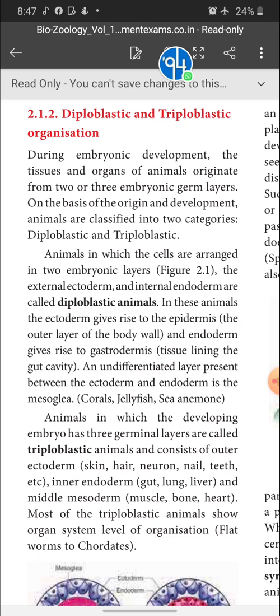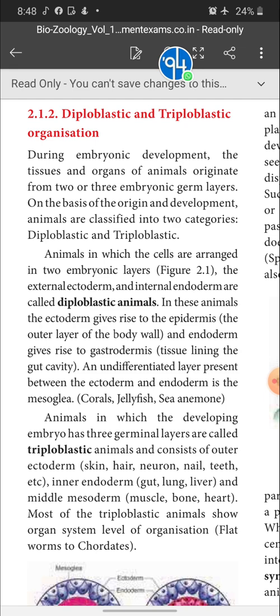On the basis of origin and development, animals are classified into two categories, diploplastic and triploplastic. Animals in which the cells are arranged in two embryonic layers, the external ectoderm and internal endoderm, are called diploplastic animals. In these animals, the ectoderm gives rise to the epidermis, the outer layer of the body wall, and the endoderm gives rise to the gastrodermis, the tissue lining the gut cavity. An undifferentiated layer present between the ectoderm and endoderm is called the mesoglea. Examples: corals, jellyfish, sea anemone, etc.